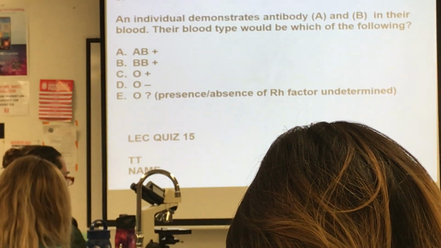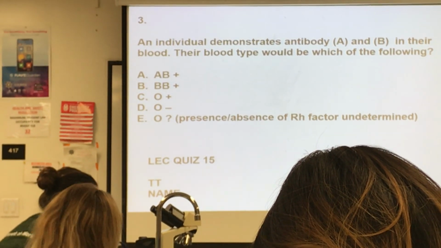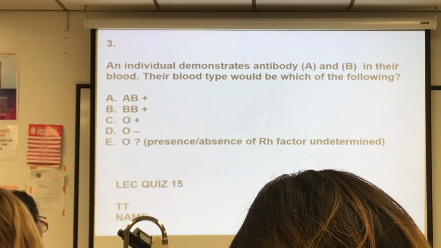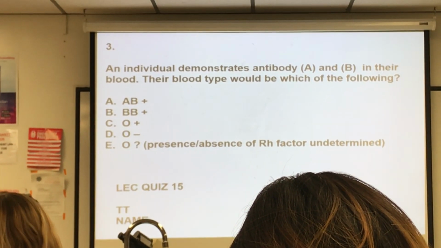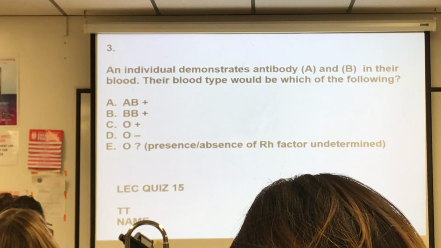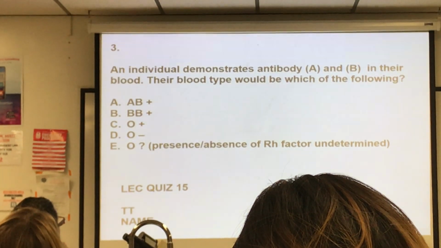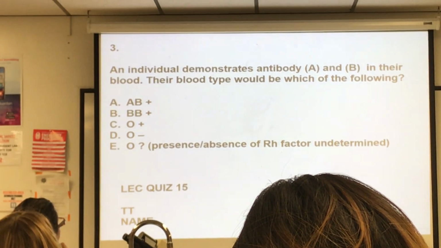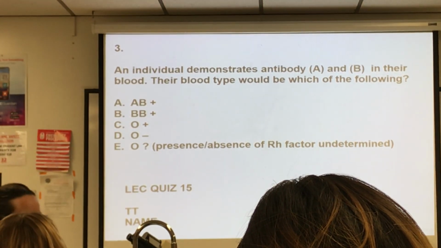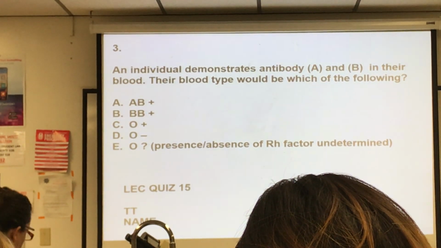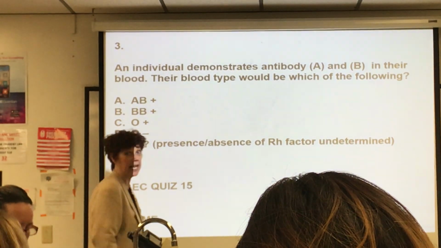a region of the body from bleeding. But let's look at a little summary here. Based on what we've done so far, an individual demonstrates antibody A and B. So this is what they have in their blood already. We're not adding it, looking for antigens, okay? This is what they have in their blood that they made themselves with their own lymphocytes. So they have antibodies A and antibodies B, so against the A antigen and against the B antigen. What would their blood type be?